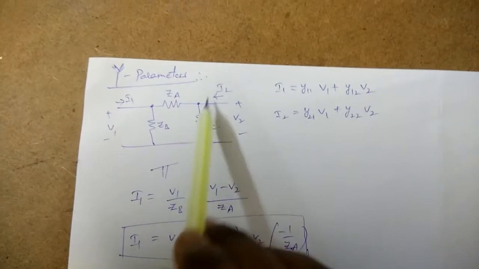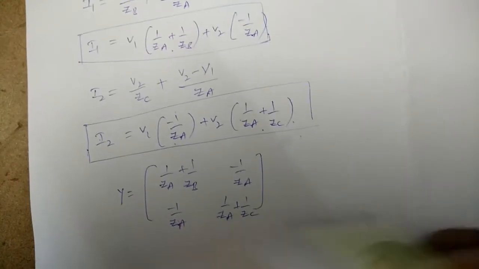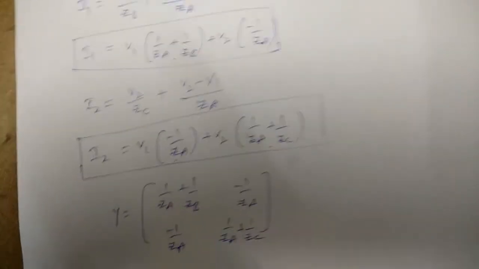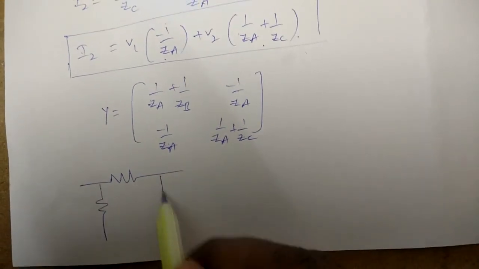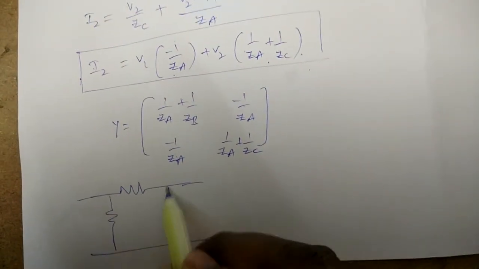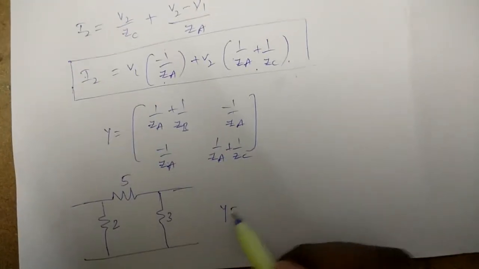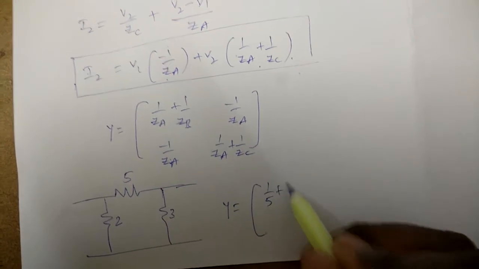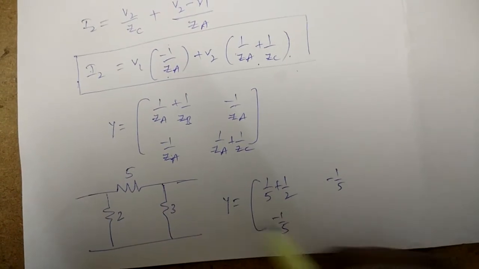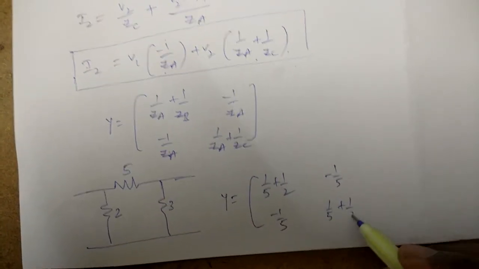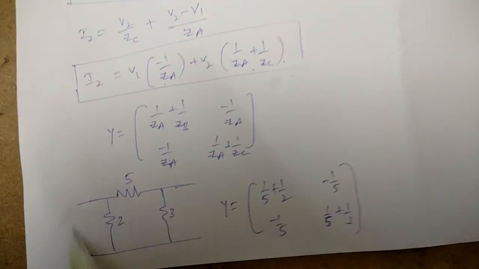So if you are given a network with values like this pi network, then you can directly write the Y parameters like this. Suppose this is 5, this is 2, and this is 3. Then the Y parameters are 1 by 5 plus 1 by 2, minus 1 by 5, minus 1 by 5, and 1 by 5 plus 1 by 3. So these are the Y parameters for this network.